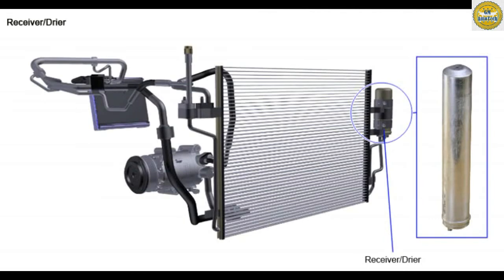The receiver dryer is located in the high-pressure side of the AC system between the condenser outlet and the expansion valve inlet. It removes moisture from the refrigerant and prevents refrigerant gas from reaching the TXV. When refrigerant enters the receiver dryer, the liquid refrigerant settles to the bottom of the canister, and the refrigerant gas rises to the top. Refrigerant leaving the receiver dryer flows out a tube with a filter screen that extends almost to the bottom of the canister. The receiver dryer contains a material called desiccant that absorbs impurities and moisture as the refrigerant flows through the canister.